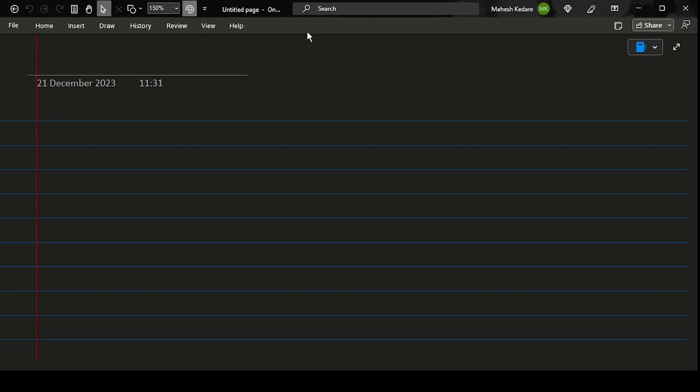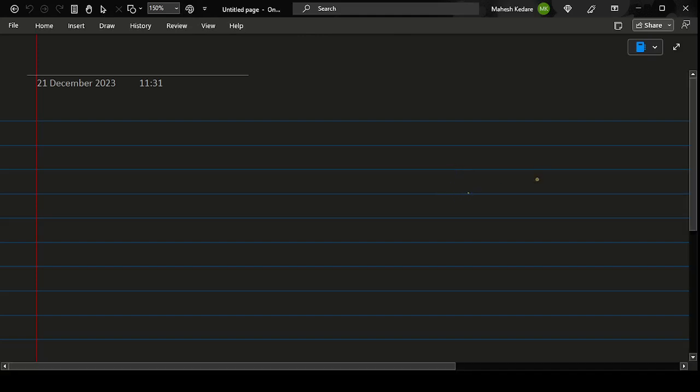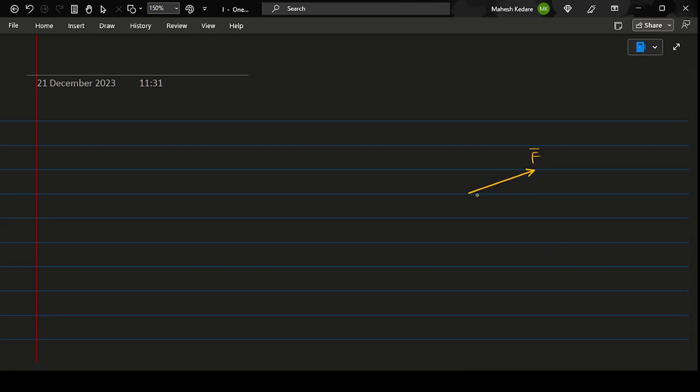Hello all. Suppose an object is being pulled by a force F bar, as shown by this arrow, and the object is displaced in this direction by this force F bar. This is the direction of displacement. I denote displacement by S bar.